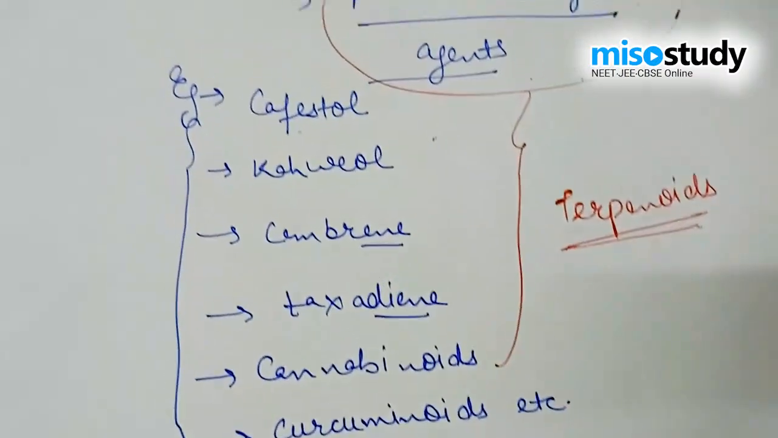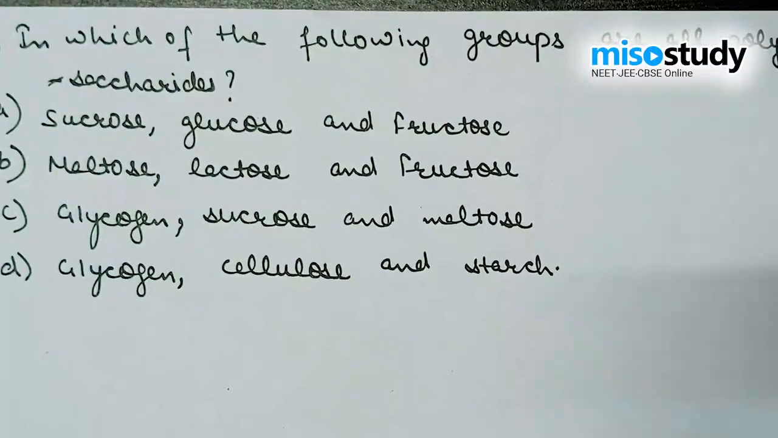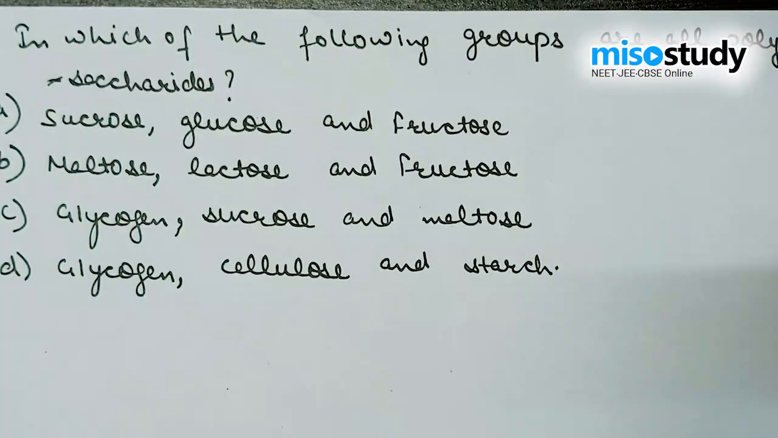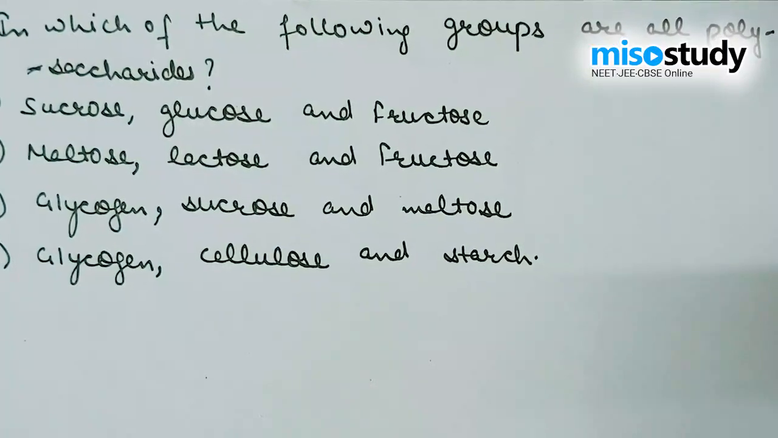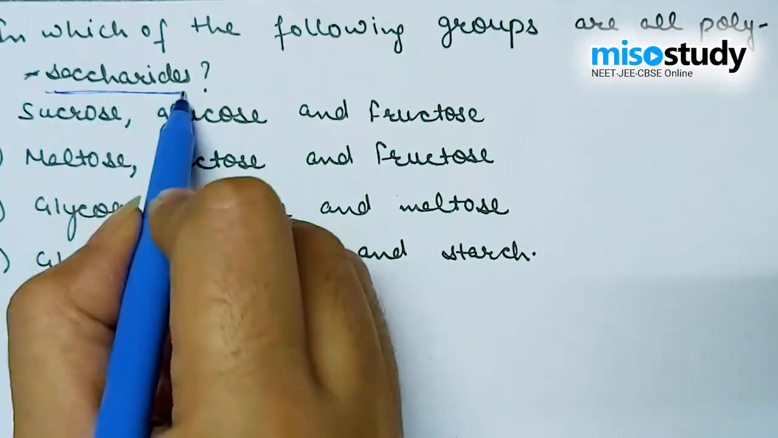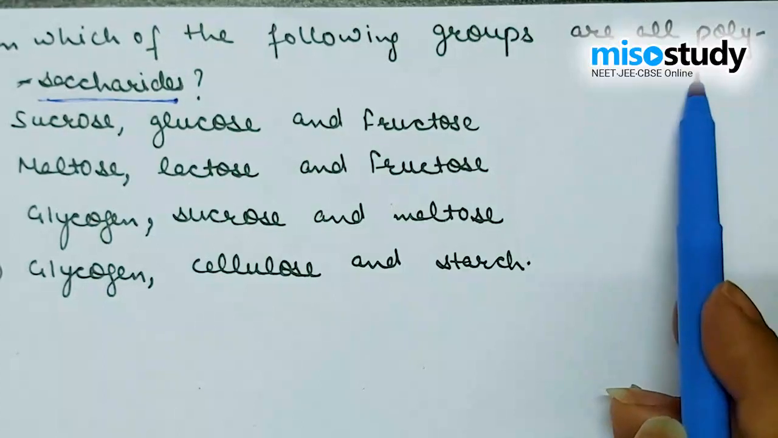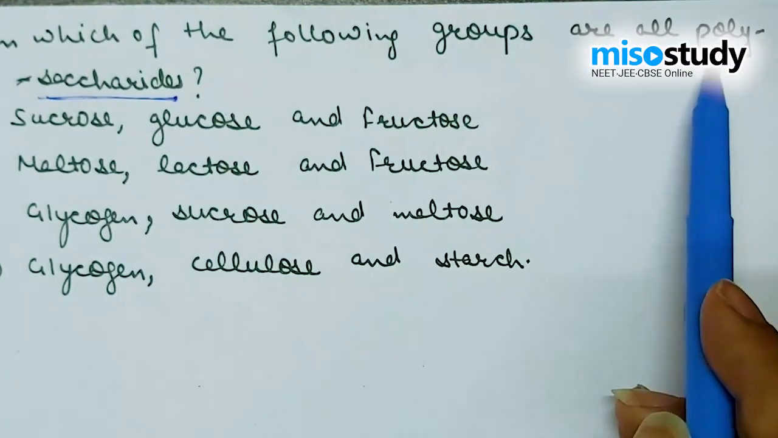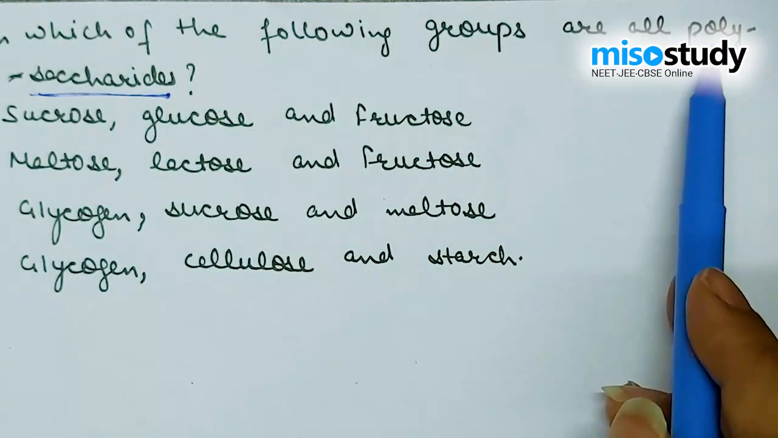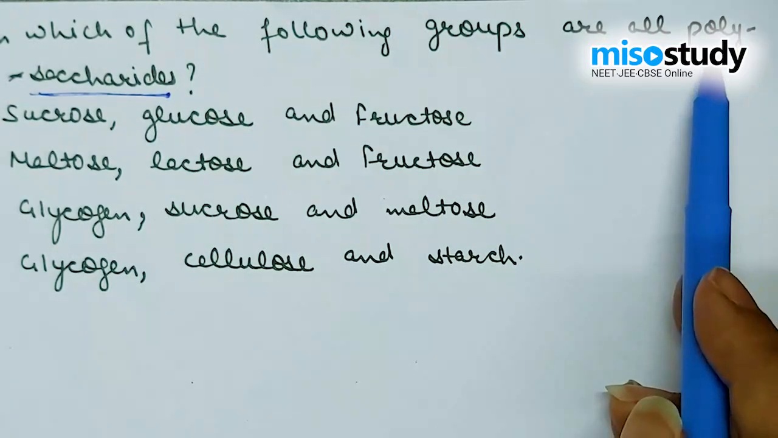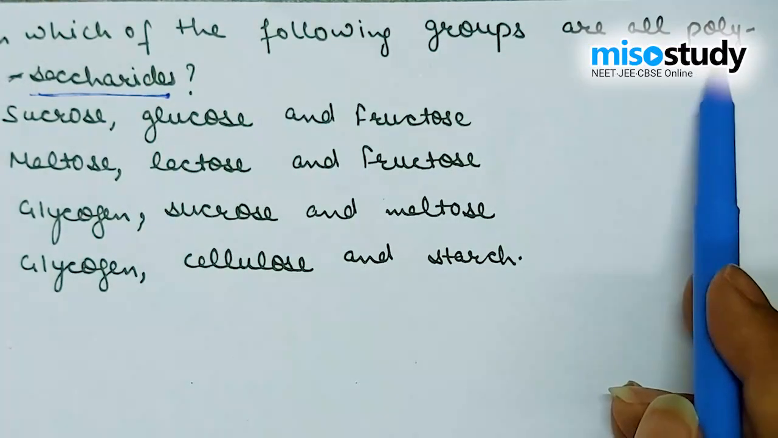Let's discuss the next question. In which of the following groups are all polysaccharides? We all know polysaccharides: saccharide is the word we use for sugars, and poly means many. As discussed in the categorization of carbohydrates, there are monosaccharides, meaning only a single unit of sugar, then disaccharides, oligosaccharides with a few units, and polysaccharides with many units of sugars.